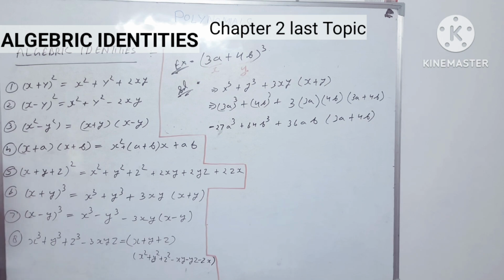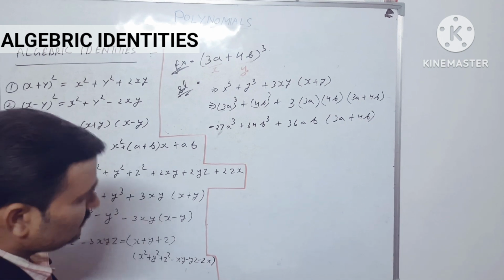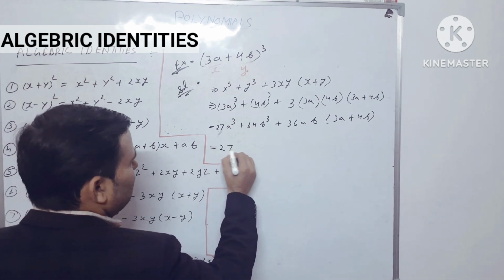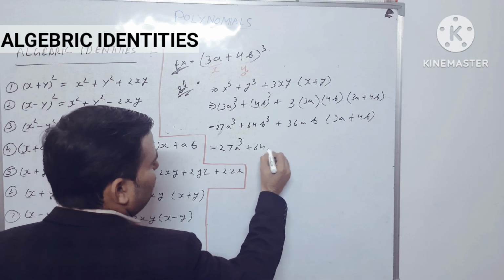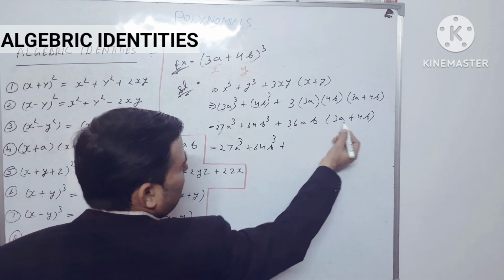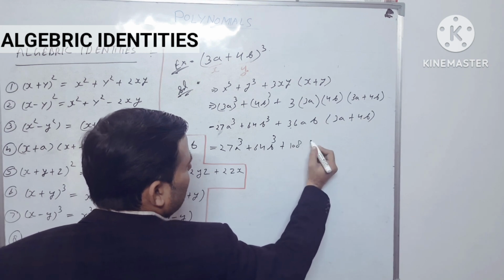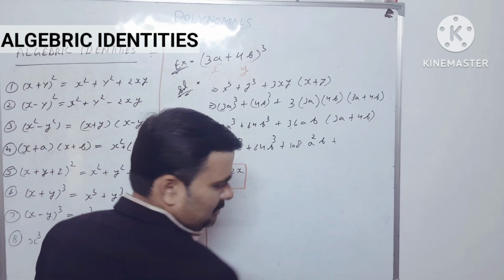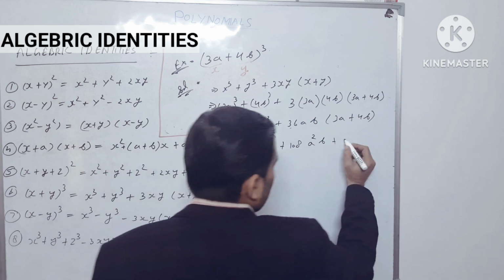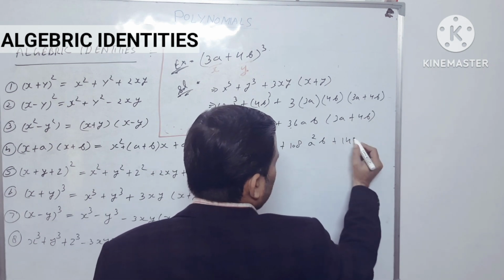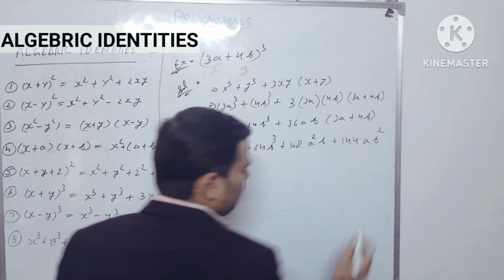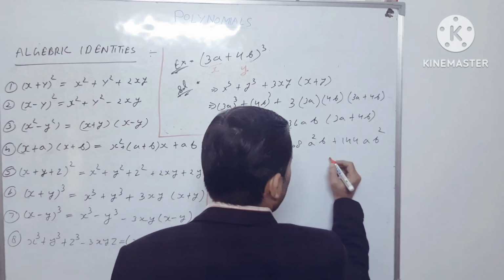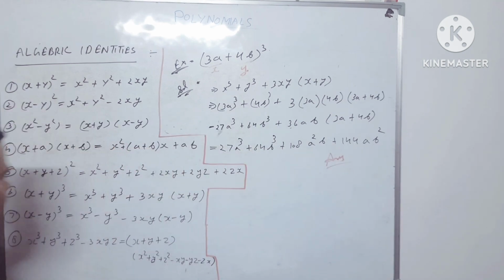So here we have a solution that we can calculate with the help of this. Now further we can also solve it. Suppose we want to expand it, then we have 27a cube plus 64b cube plus we can multiply 36ab with 3a, and we will get 108a square b. After multiplying 36ab with 4b, we will get 144ab square. So here we will get this term. We can easily calculate this with the help of this algebraic identity.